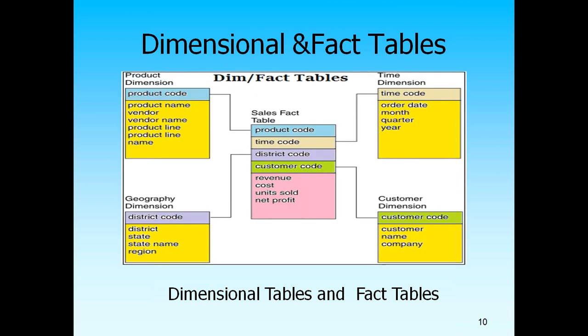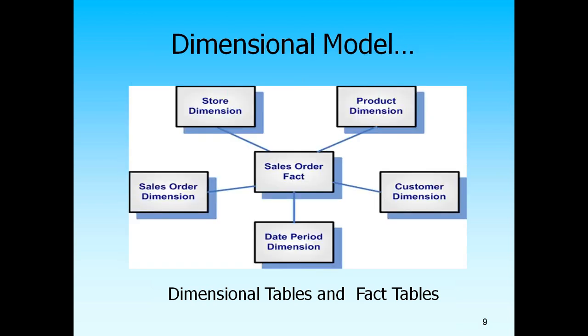I have a question, Ravi. Yeah. Yeah, why do they go for this dimensional model for data warehousing?